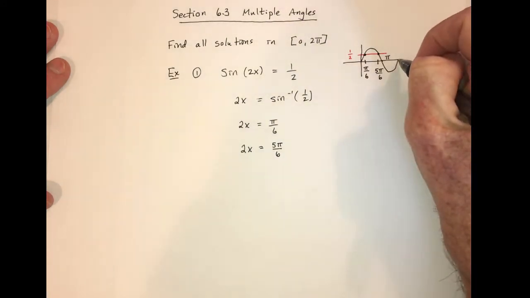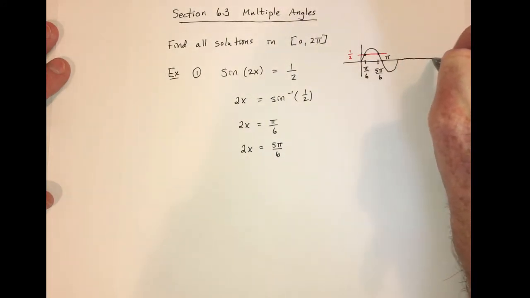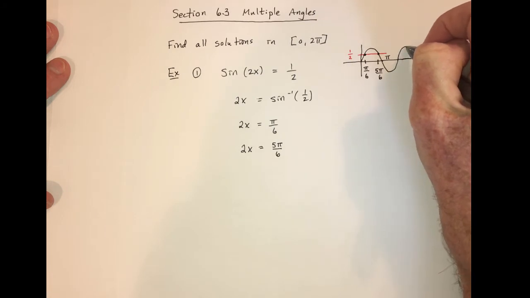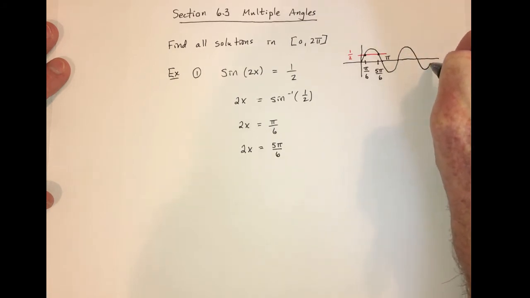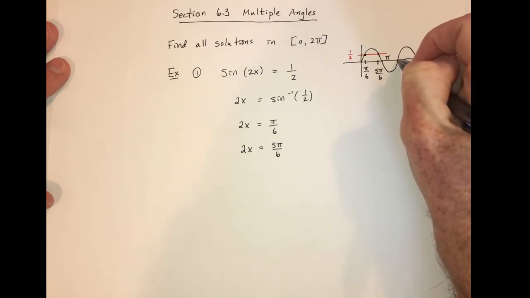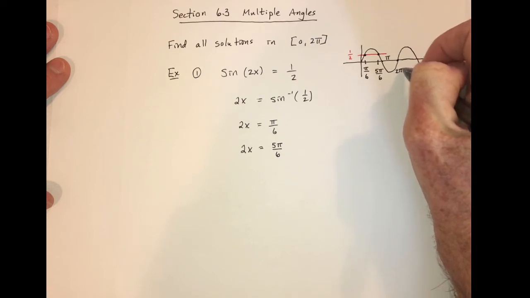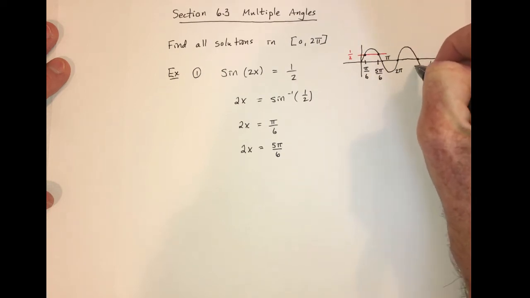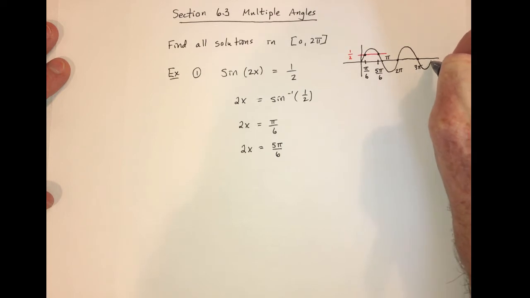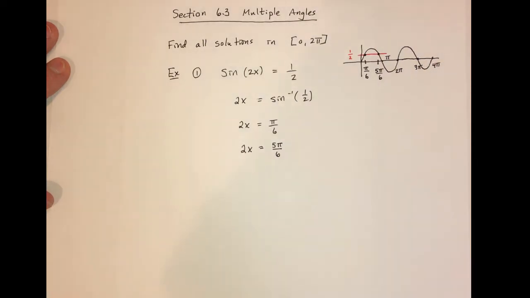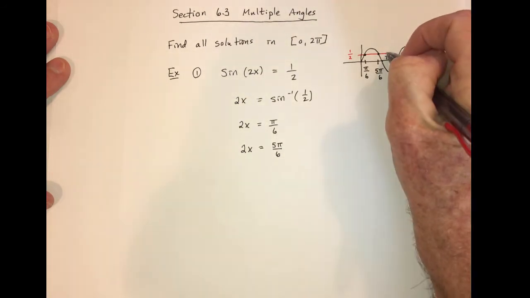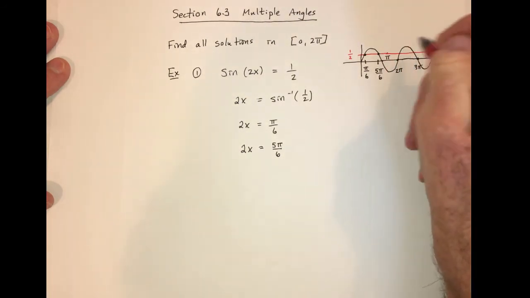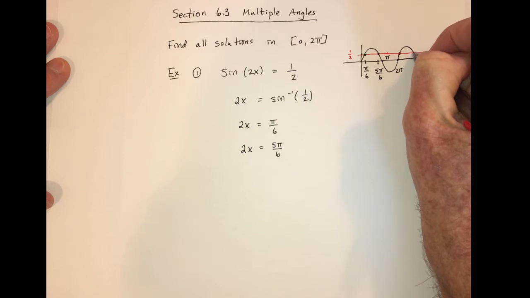Now for 2 more solutions. So what you do is just extend this graph, draw it a second time. So right here, that's 2 pi. This would be 3 pi. And this would be 4 pi. So if you extend the line across, you'll see that we get 2 more solutions.